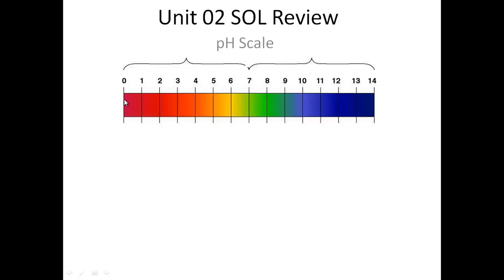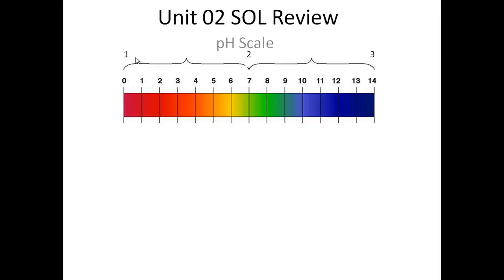This is the highest potential. This is the lowest potential. Each time we go from one number to another number, the number increases or decreases by 10. So this is 10 times more basic than 0. This is 100 times more basic than 0. This is 10,000 times more basic than 0, because this is the acidic side.